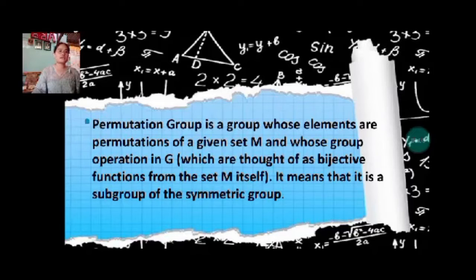It means that it is a subgroup of a symmetric group. A symmetric group is a set of all bijections from the set to itself with composition of functions as group action. So, that is the meaning of permutation group.